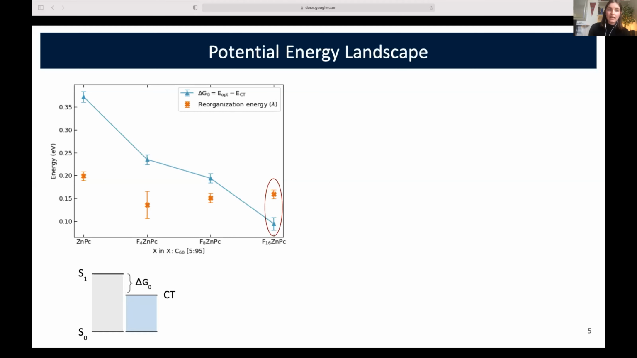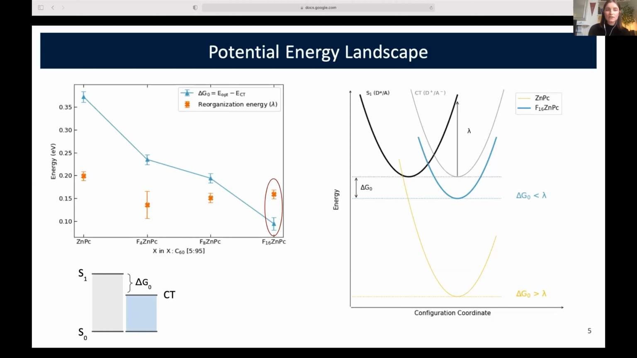And what we found is that in the case of F16 ZnPc, the reorganization energy was larger than the energetic offset. And so that allowed us to draw up a schematic of what the potential energy landscape might look like. And so here I'm showing the S1 on the left and the CT states on the right for ZnPc and F16 ZnPc for simplicity. And what we found is that we might have an energetic barrier at the donor-acceptor interface in the F16 ZnPc case, which might make charge transfer via the CT state less likely. And we have since done a few other measurements that confirm this hypothesis, specifically electron paramagnetic resonance measurements and temperature-dependent EQE. And all of this will be included in the manuscript that we're writing up at the moment.